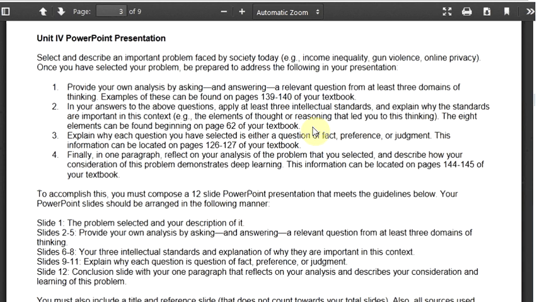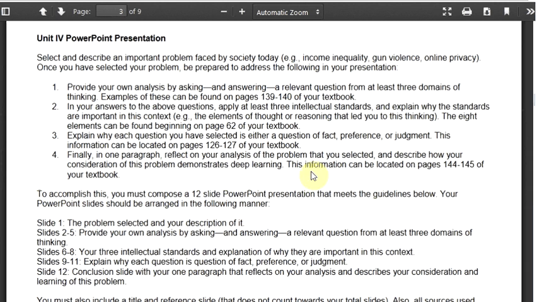If the question you're raising is a question of judgment, you need to explain why it is a question of judgment. So that presupposes that you know exactly what a question of judgment is. And then the same thing goes with preference. So make sure you show that you understand the difference between those 3 types of questions.